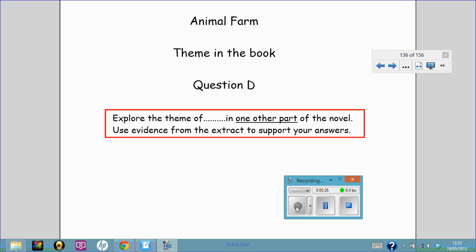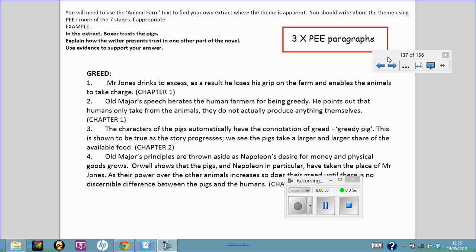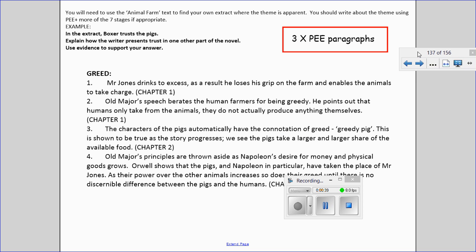And that could be a chapter, but it's better to choose a couple of pages so that you can go into detail about the theme that you've looked at. You will need to use the novel to find your own extract where the theme is apparent. And you should write about the theme using point, evidence, explain, plus more of the 7 stages if appropriate.